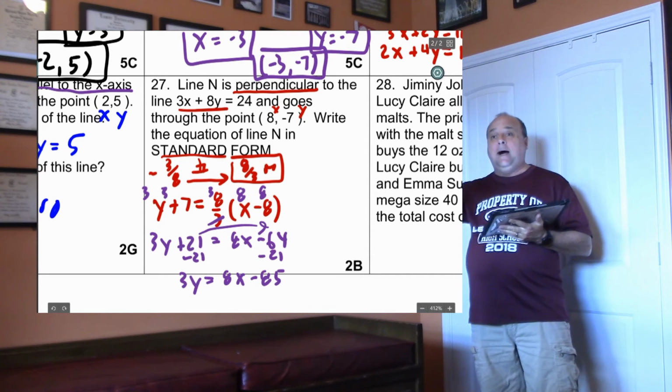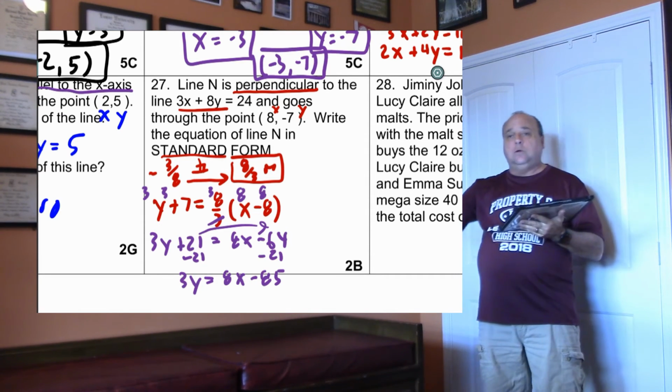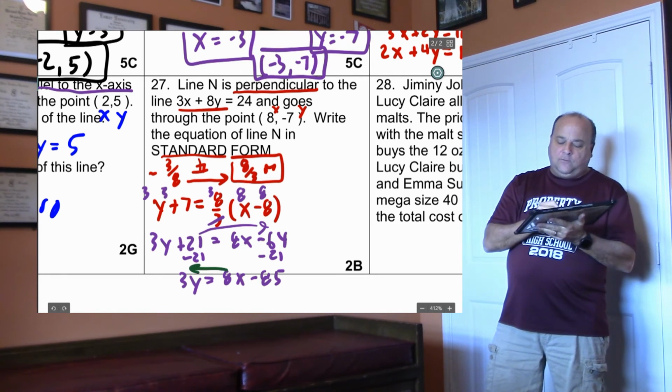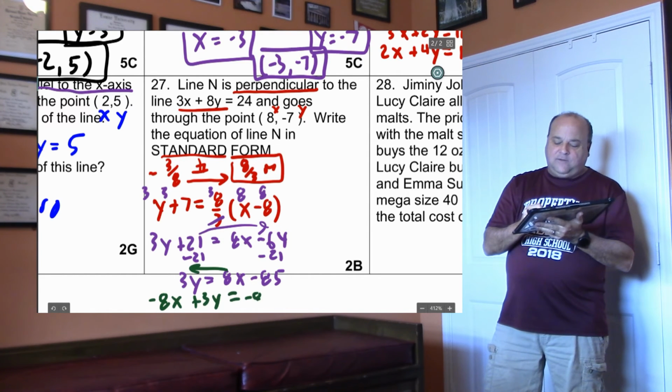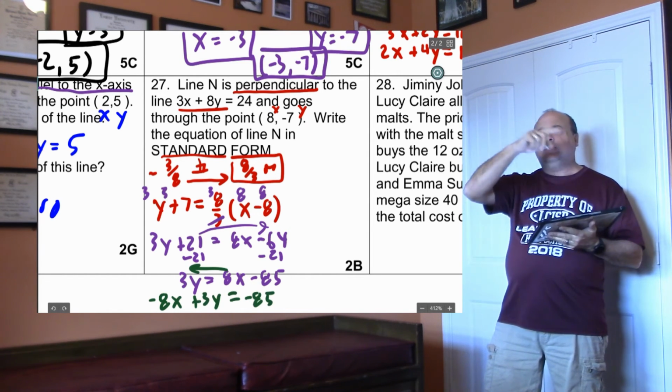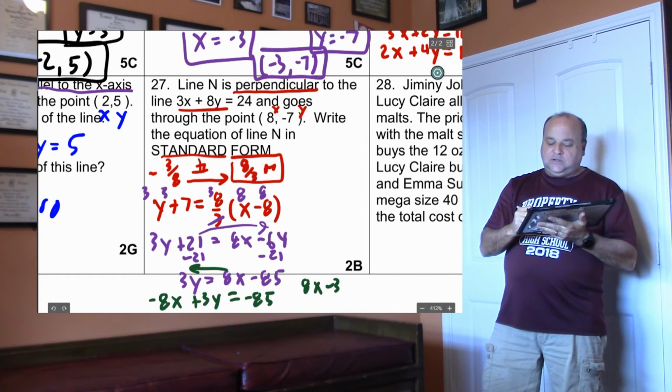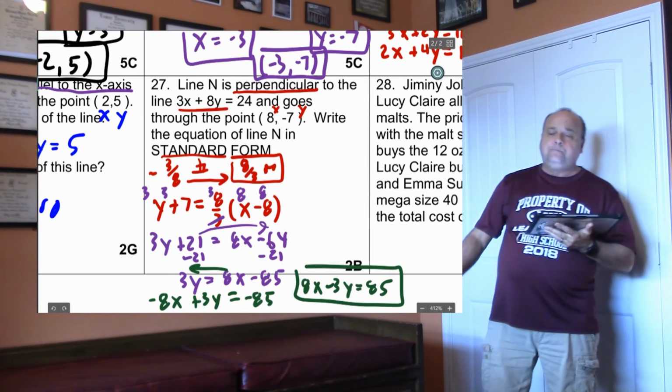Now then, if I want y-intercept, I would divide by 3. If I want standard, I'm going to move the 8x. So I'm going to take my 8x and move it over, and I'll get negative 8x plus 3y equals negative 85. Since my x is negative, I got to switch the signs. So 8x minus 3y equals 85 is going to be my standard form.